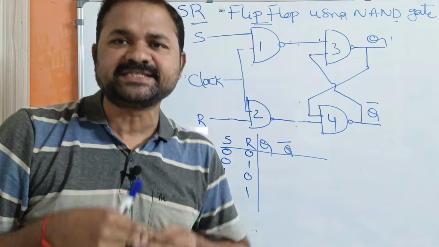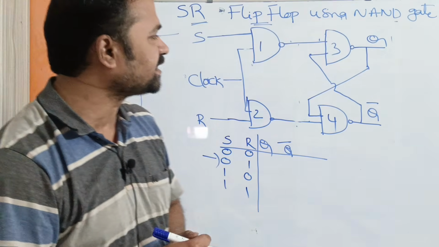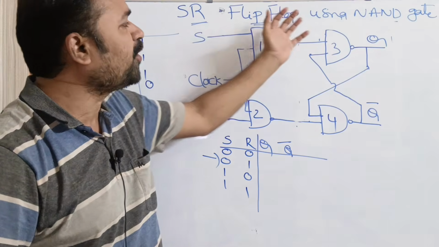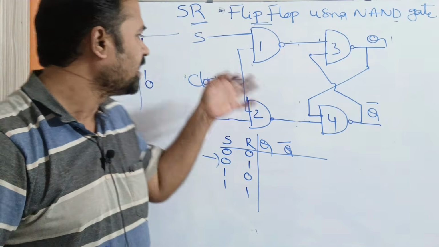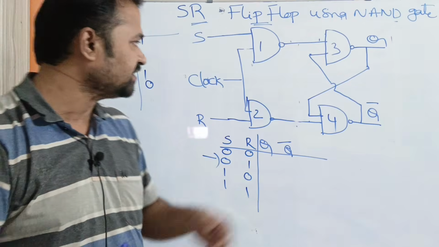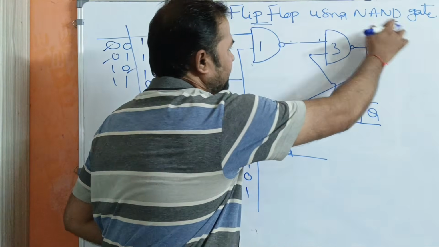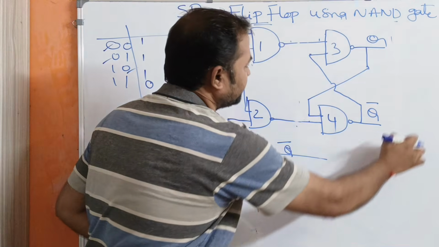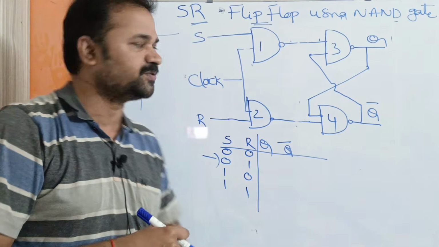Now let us discuss the SR flip-flop using NAND gates. An SR flip-flop is a combination of an SR latch and two more NAND gates. So this portion is nothing but the SR latch, and we require two more NAND gates.